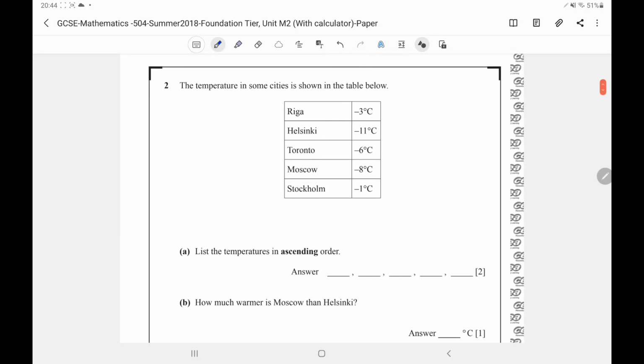Question 2, putting negative numbers into order, so ascending order, smallest first. Smallest to largest. Now the smallest temperature here, the coldest temperature, is minus 11 degrees Celsius, and then it goes up. So minus 11, next one up is minus 8, then minus 6, then minus 3, and minus 1.